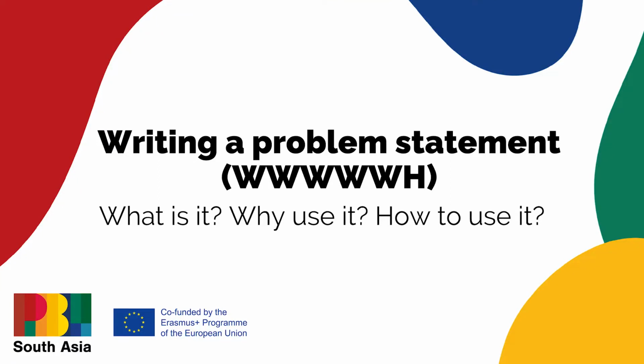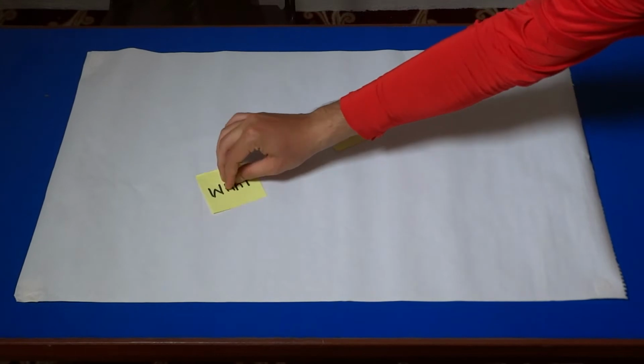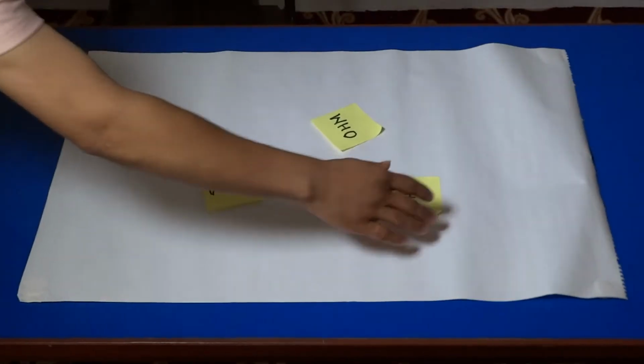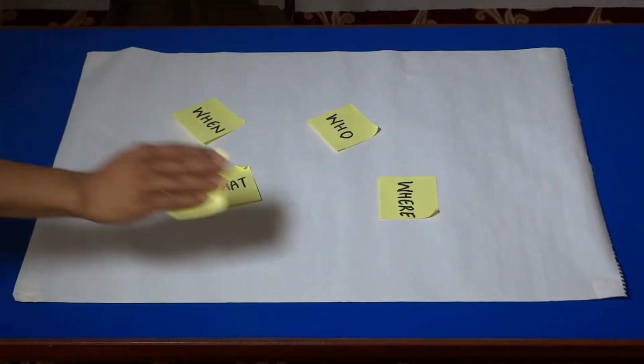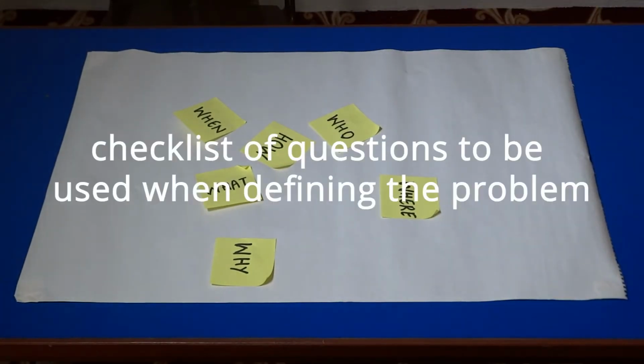This video actually consists of two different tools. First we will explain the 5xWH tool, which you then can use to define a complete problem statement. So, what is the 5xWH method? 5xWH stands for who, what, where, when, why, and how. It is a checklist of questions to be used when defining the problem.